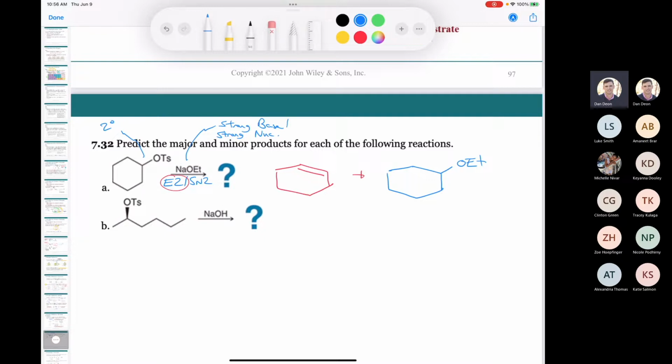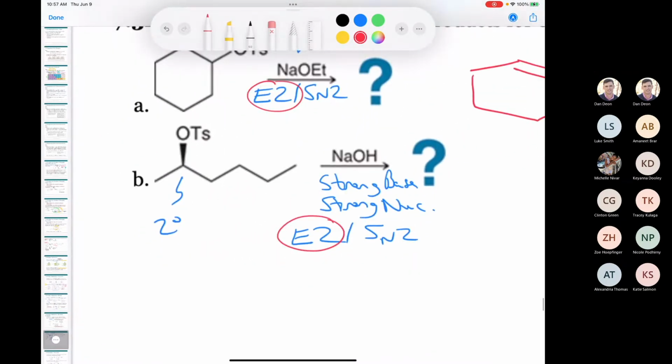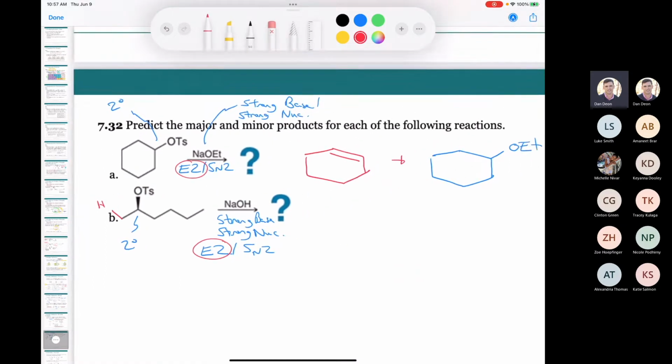The next one is also secondary, and we're treating it with a strong base, strong nucleophile. And so E2 will predominate, but we'll also get some SN2. Again, the E2 is going to be the major product, but now we've got regioisomers and stereoisomers that can be formed because we have so many beta protons. We have these protons on this methyl group on the end. If we were to rip one of those off, we'd have 1, 2, 3, 4, 5, 6.